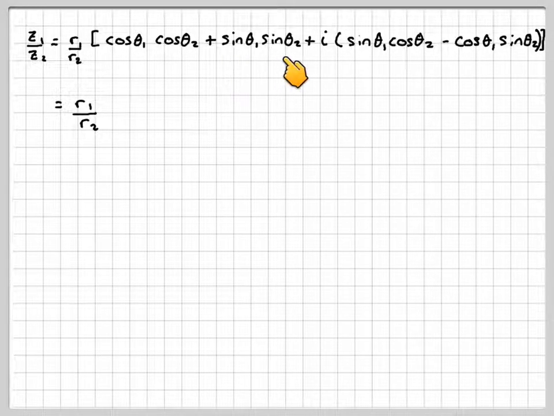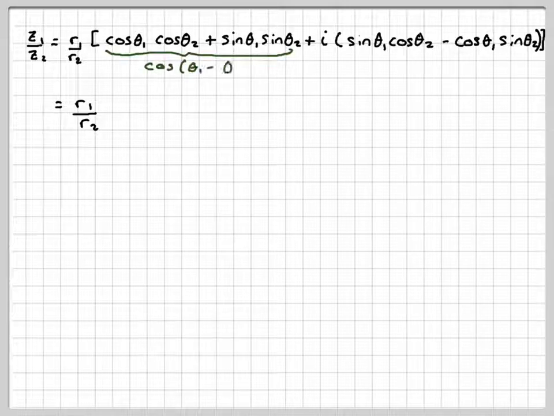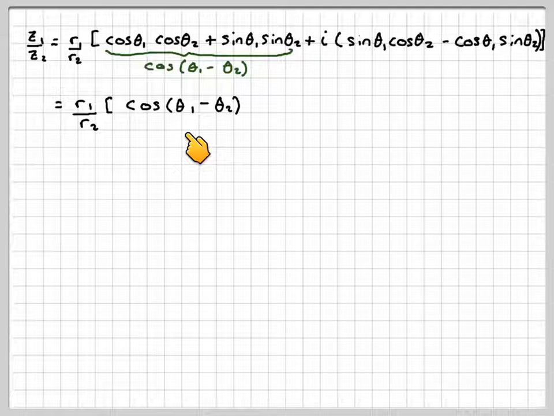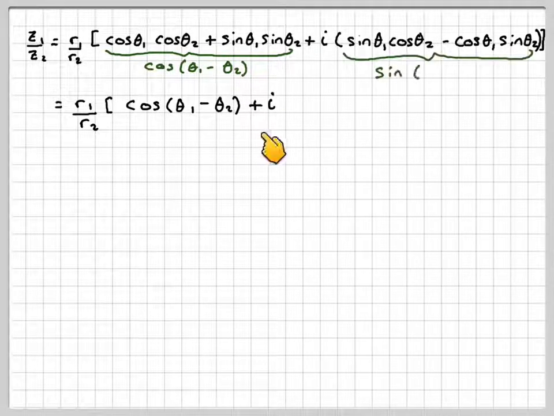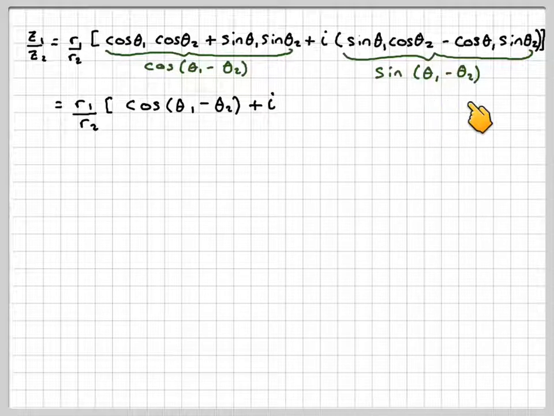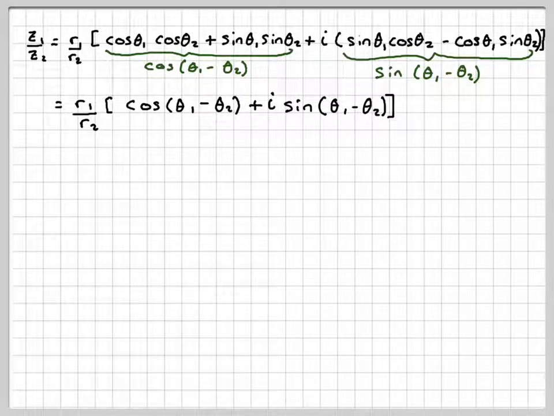Now we will recognise this here as cos theta 1 minus theta 2, so cos of theta 1 minus theta 2 plus i sine of theta 1 minus theta 2. And that gives us our answer.